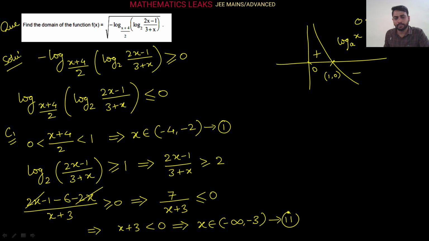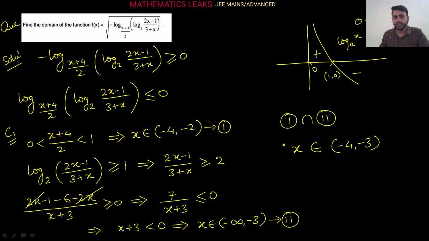Let's suppose this is our equation number 2. So in case 1, when the base is between 0 and 1, this logarithm will be less than or equal to 0 when x belongs to (-4, -2) for the base condition, and for the argument condition x should belong to (-infinity, -3). So what will we take? The intersection of 1 and 2. So 1 intersection 2, x should belong to, on taking the intersection, (-4, -3), right?